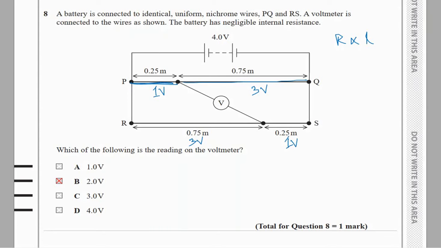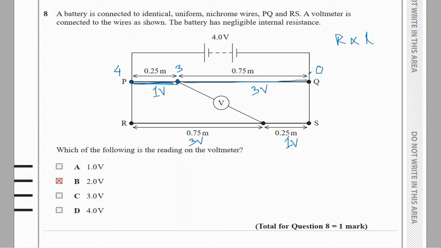Now bring in the concept of voltage drop. Up to here, the voltage or the potential is 4. If this section must have a voltage drop of 1 volt, at this part the potential must be 3, because the difference between 4 and 3 is 1. And it's very obvious, if this is 3, to get a potential difference of 3 volt, over here the potential must be 0.